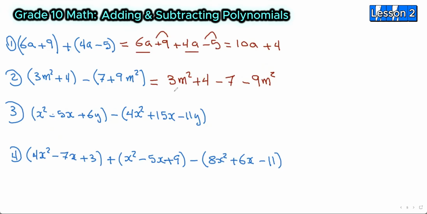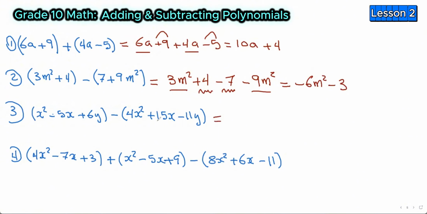Now, when it's like this, I could collect like terms here and here, then maybe a wiggly line here and there. So 3m squared minus 9m squared gives me negative 6m squared. And plus 4 minus 7, so 4 minus 7 gives me negative 3. And you better be good with your integers.